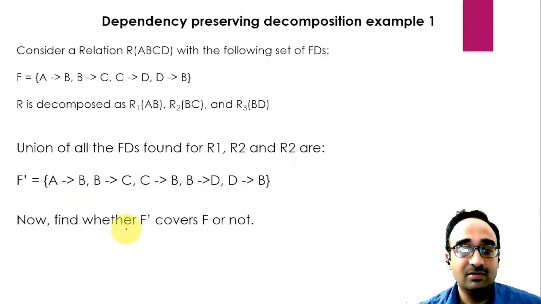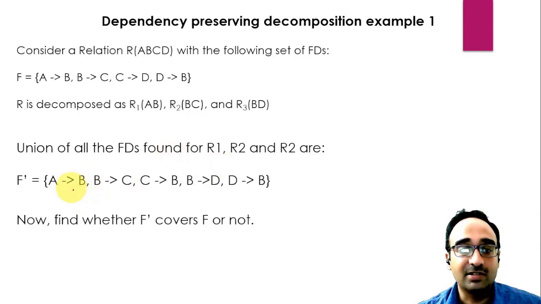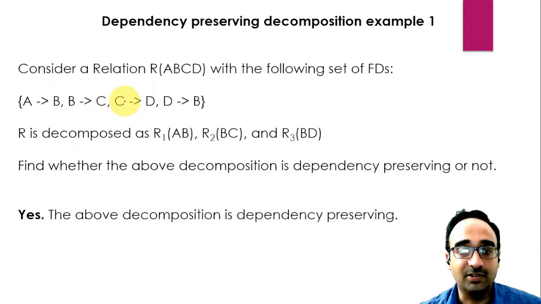Now we have to find whether this set F' covers F or not. That is, we are finding whether these two are equivalent or not. That's why I told you the concept of equivalence of FDs. This is where it is useful. Now we should find whether F' covers F or not. How to calculate this? You see the previous videos, I have already taught them. The link to the playlist is below. When you calculate that, we will get the result that this F' covers this set. So that's why we can say that the decomposition of R into R1, R2 and R3 is dependency preserving.